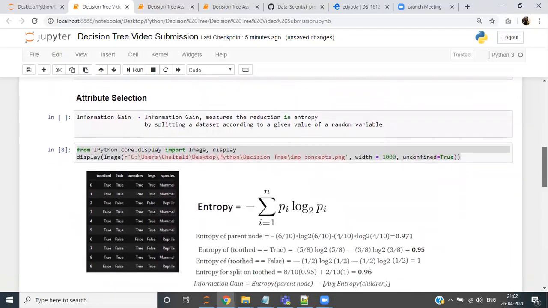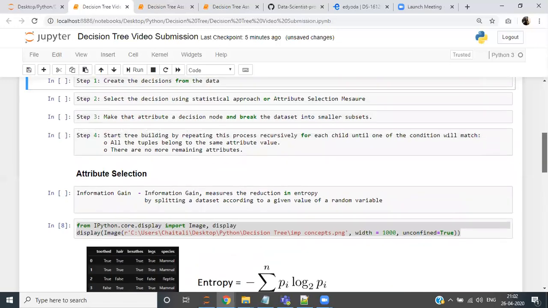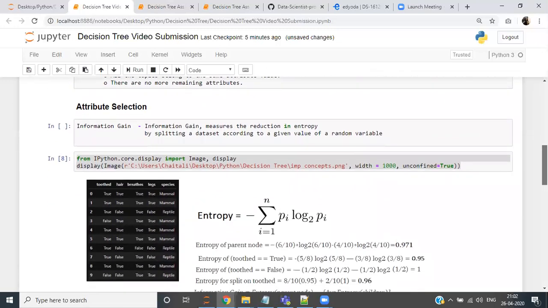So here is our problem set. It's a zoo-based data set which identifies species as mammals, reptiles. This is our data. The first thing that we need to do is create decisions. So what could be our decisions in such data? The decisions could be whether the species is toothed or not, that is, it has teeth or not. Does the species have hair or not? Does the species breathe or not? Does the species have legs or not? And based on these decisions, we can decide whether the species is a mammal or a reptile.